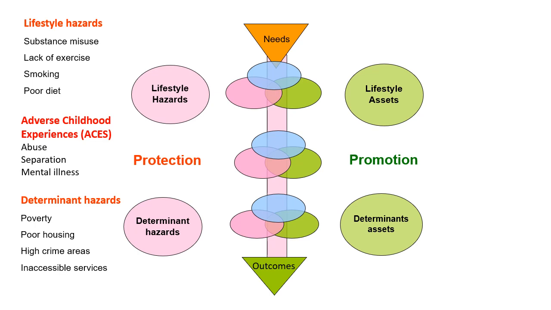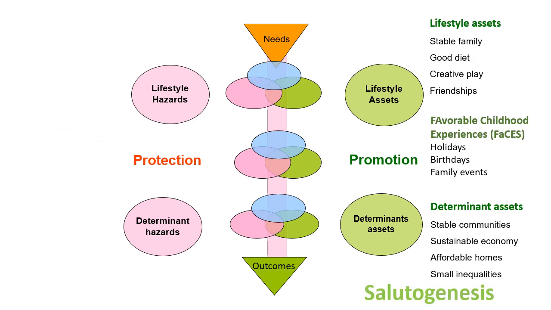Now on the right-hand side, we have assets related to lifestyles, which would include good relationships within the family, creative play, and safe housing. Then at a population level would include a supportive community, affordable homes, and little deprivation. Adverse childhood experiences should be complemented by positive childhood experiences, but this as yet is not a concept that's been established. So I've included FACEs, which are favourable childhood experiences, covering good events in family lives, just as a reminder. These would include holidays, birthdays and family events.